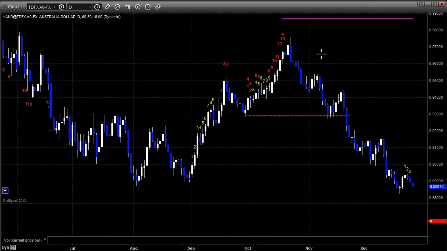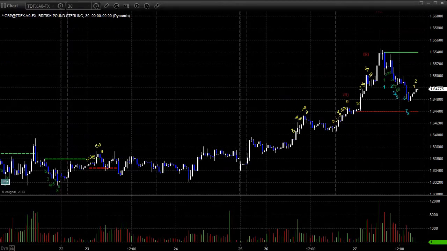Here's the Aussie dollar. Again, the 13 sell signal was awesome there earlier in the year, and then a head and shoulders formation to break under that static trend line, and then that really worked. So that's been awesome. Let's take a look at the intra-day action from this week.